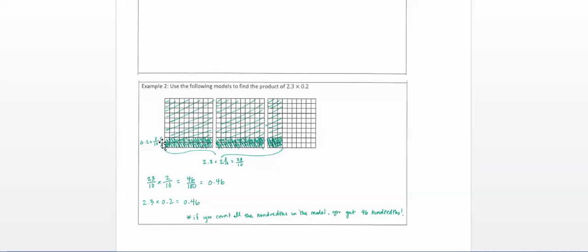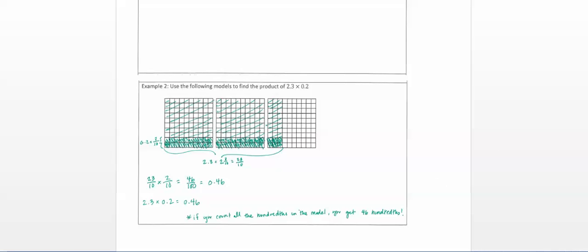If we go back and we actually count every single hundredth in our model, we end up with 46/100ths. Here I have 20/100ths and 20/100ths and 6/100ths. What I think is so beautiful about this is you can actually see 1 times 2/10, another 1 times 2/10, and then you see the 3/10 times 2/10, which gives you 6/100ths. Let's go to the next one.